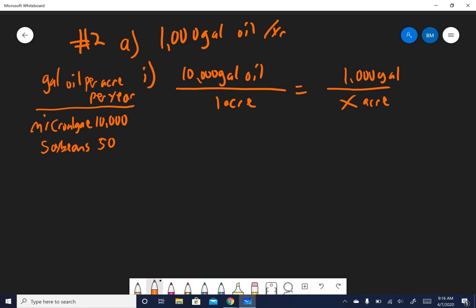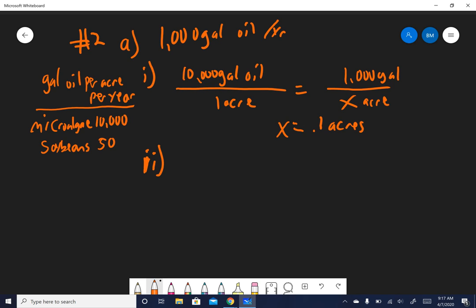Again, we got 10,000 gallons of oil in 1 acre. So how many acres do we need for 1,000? So X is going to equal 1,000 divided by 10,000, right? So that's 0.1 acres, right? I could have done that math without the calculator, but 0.1 acres, right? So that's how we do number 2 A1.